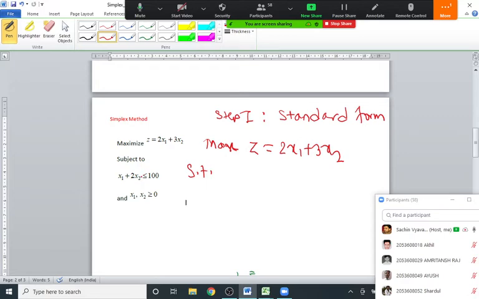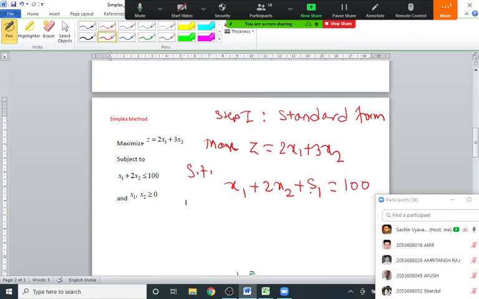If you add some positive number, let's assume that is s1. If you add s1 on the left hand side, it becomes equal to 100, and that s1 is known as a slack variable. You can give the names s1, s2, s3, and so on. Right now only one constraint is there, so we add x1 plus 2x2 plus s1 equal to 100. Because of adding s1, we converted the less than to equal. The s1 is some slack that was filled up by the variable s1, so it is given the name slack variable.